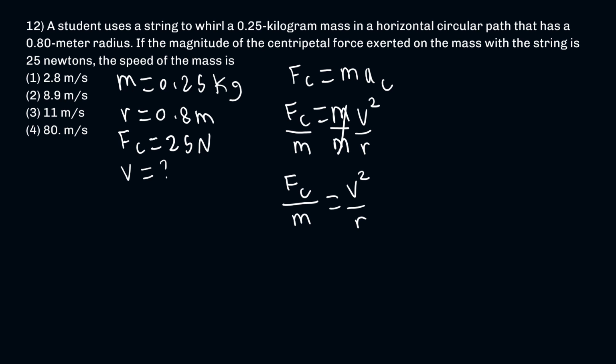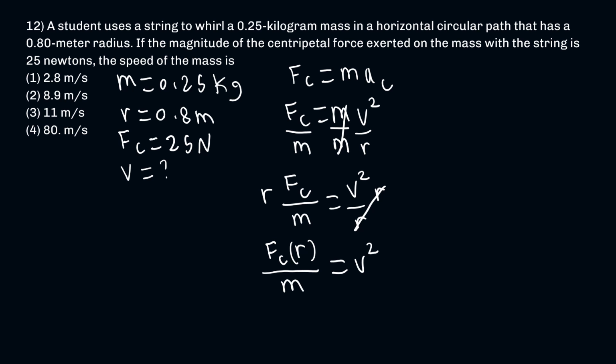Again, I want V by itself. Now it is being divided by the radius R, so the opposite of that is multiplying by R on both sides of the equation. So this will cancel out on the right side. On the left side, you have the centripetal force times my radius R all over the mass equals V squared.